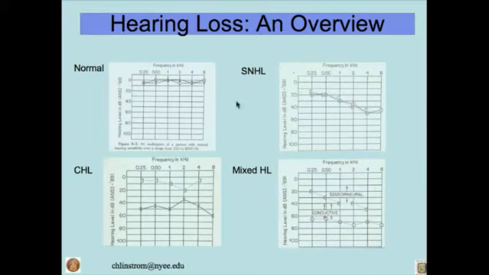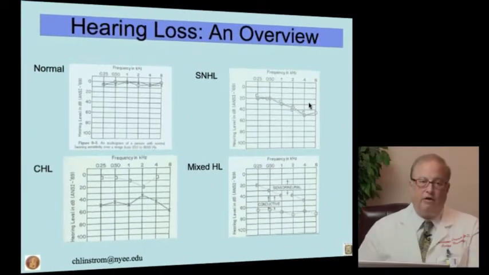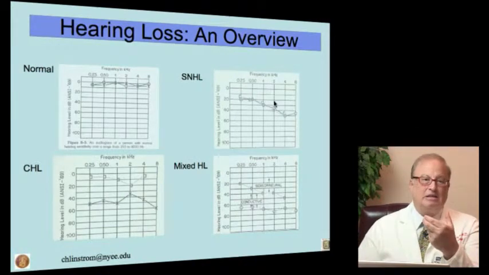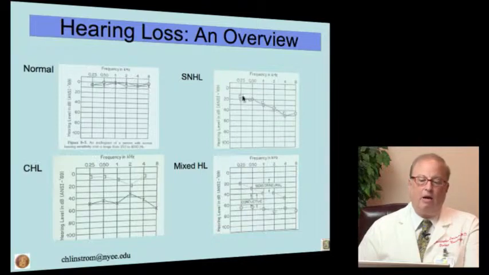Let's move on. Sensory hearing loss. So here we see a pattern starting normally and going down in the mid to high frequencies. This would be a typical pattern of presbycusis, advanced noise exposure. It could also be a hereditary pattern of hearing loss. Typically that's a cookie bite pattern where it looks like somebody has bitten out the middle of the audiogram, but certainly we could have a pattern like this.